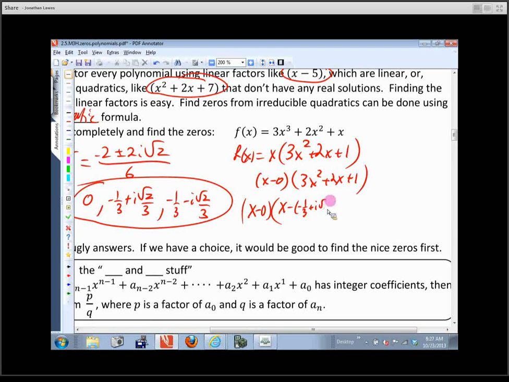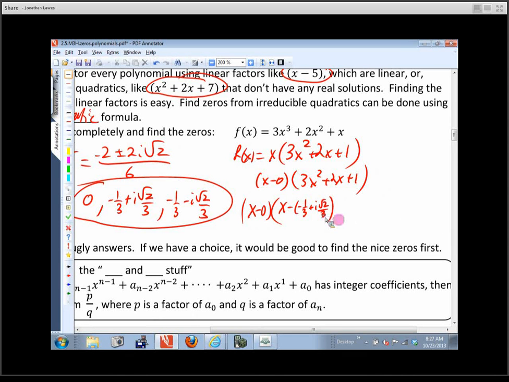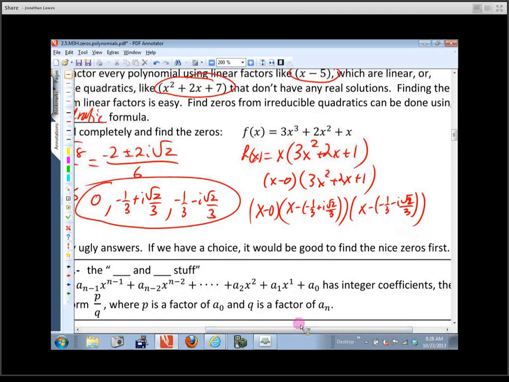Oops, that's a radical 2 over 3. That's what it would be, isn't it? And the next one would be x minus negative 1/3 minus i radical 2 over 3. You with me? Okay. All we need to do is clean this up just a little bit.